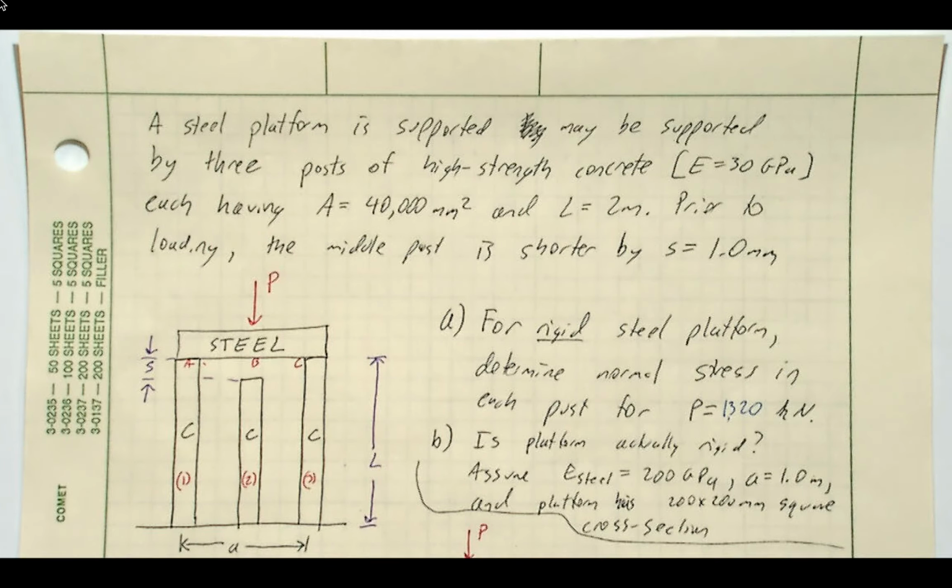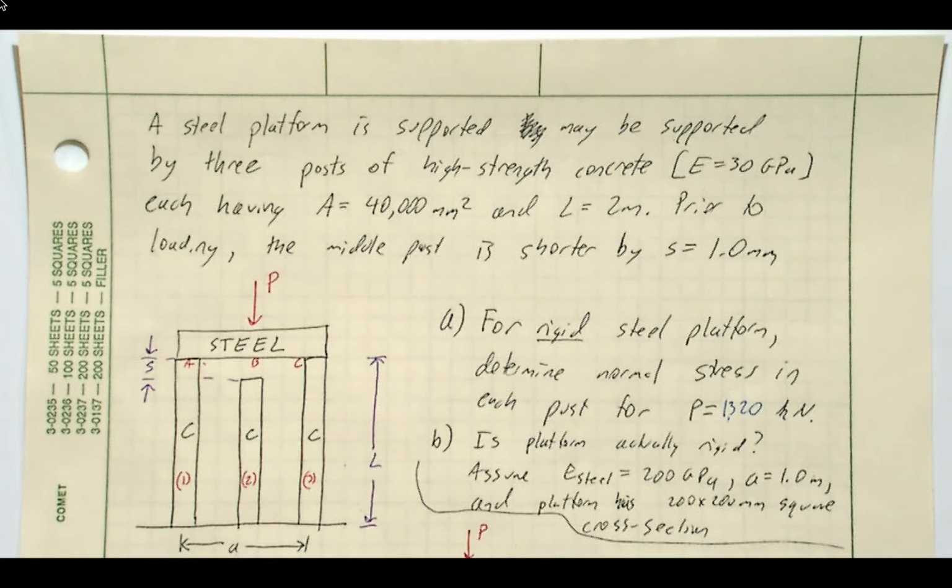All right, so the problem or the system covered in this video will be a bit of a review for our mechanics of materials. The system is a steel platform, which, as we'll see in the first part, we'll assume is rigid. It is supported by 3 posts, and they each have a cross-sectional area of 40,000 millimeters squared, so that's like 20 centimeters by 20 centimeters, and has a length of 2 meters.